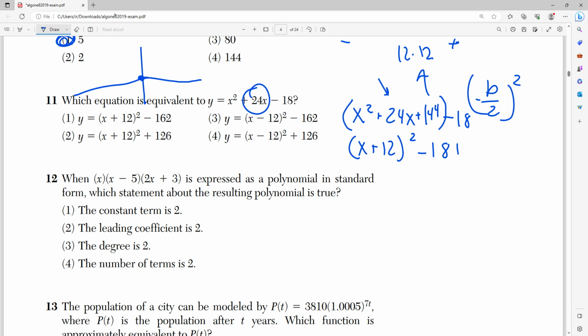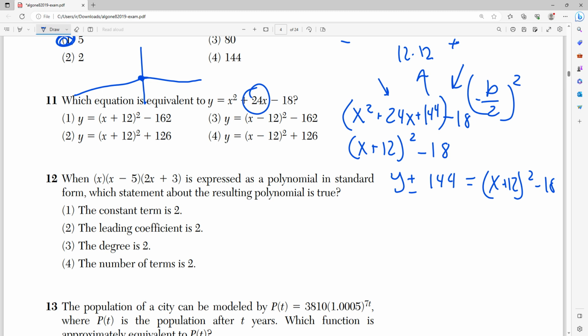And now you also have to add that 144 that you added to the inside to the outside. Actually, what you have to do really is, because you added 144 to one side, you have to add it to the other side. So now, instead of your equation just being y, it's now y plus 144 is equal to x plus 12 squared minus 18. I need y alone, right? So I'm going to subtract 144.